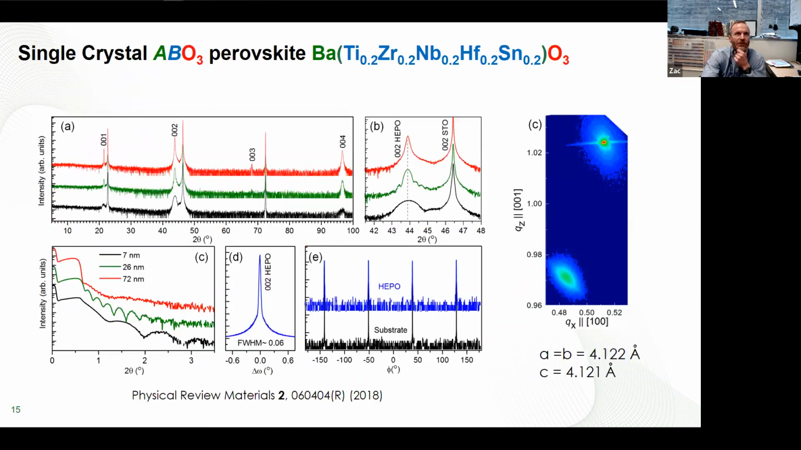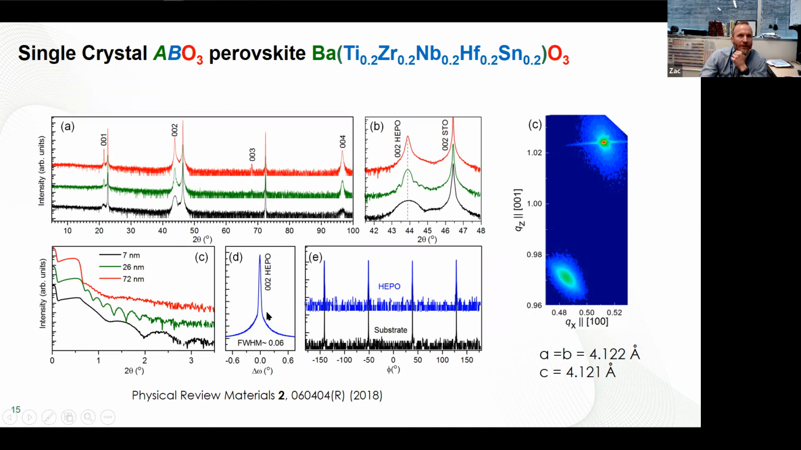So this was Yogesh Sharma. He was the first one to grow these materials, as we were working through this. You can think of it as a barium titanate analog, but we've added four more cations on that B site. And here we've given examples where we've grown separate thicknesses on strontium titanate.